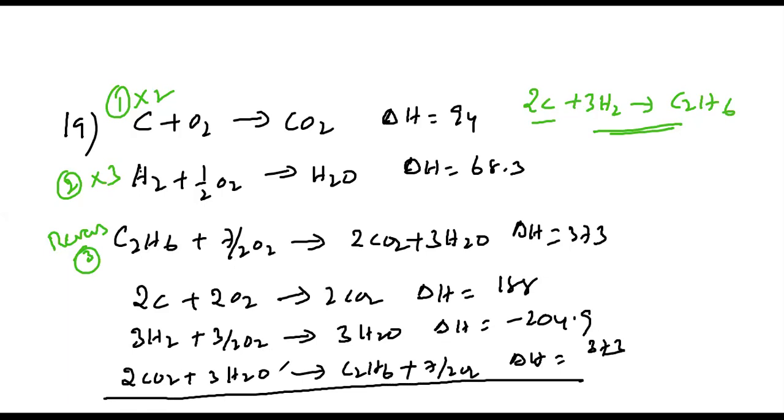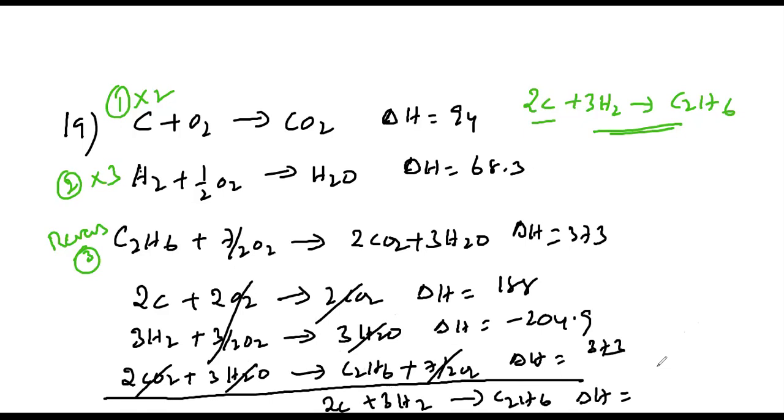Now, what you have to do? You can cancel the equations. That is 3H2O, 3H2O, 2CO2, 2CO2, and 2O2 plus 3 by 2 O2, 7 by 2 O2. These are going to get cancelled. And finally, you are going to get 2C plus 3H2 gives rise to C2H6. Delta H is equal to, for this one, how much are you going to get? Plus 373.